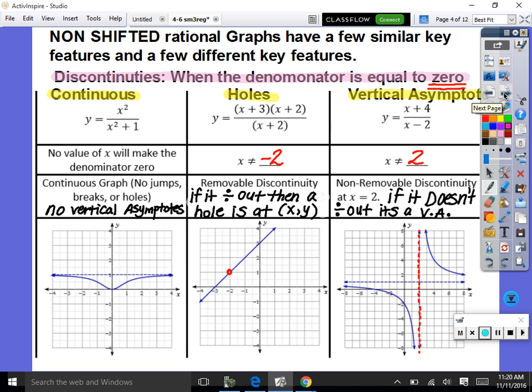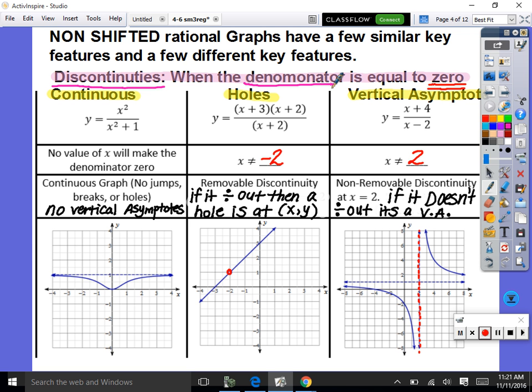So here we go. These are non-shifted functions. We're going to look at a couple of different things that are going to happen. We've got to know some new notation. There's quite a bit, but hopefully I'll help make sense of it, and then it will be pretty easy. So non-shifted rational graphs have a few similar key features and a few different key features. So we're going to first talk about a new word called discontinuities. So a discontinuity is when the denominator, the bottom of your fraction, is equal to 0. That's what makes our graph discontinuous.